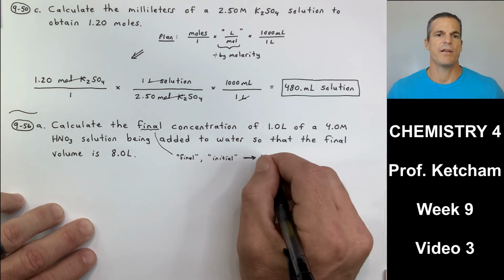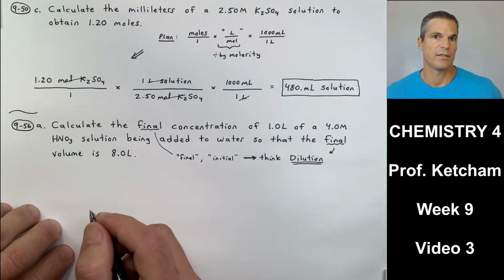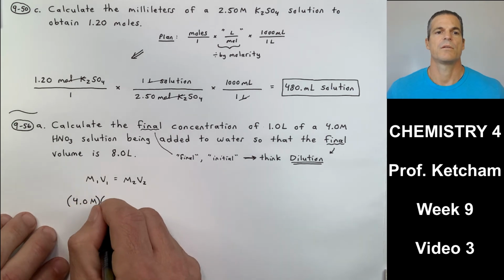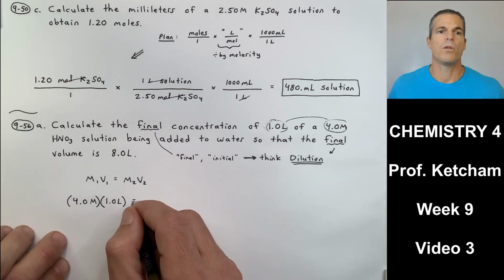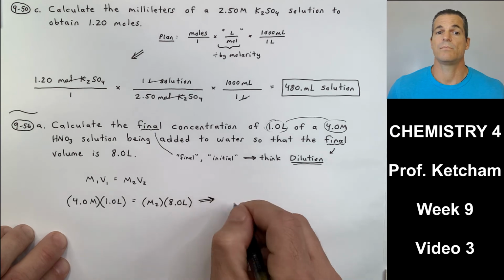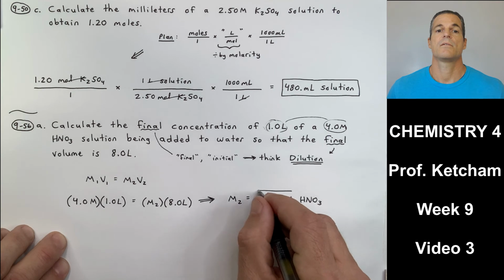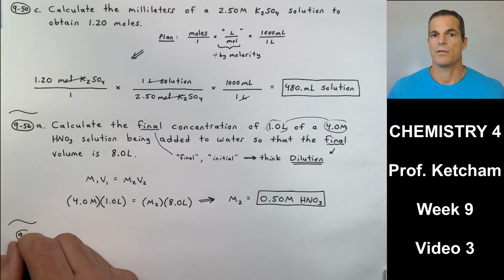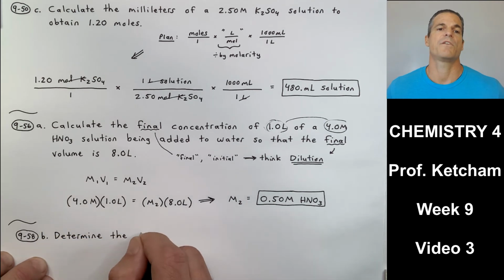So I'm just reiterating here, words like final and initial, obviously a word like diluted or concentrated makes you think of the dilution equation. M1V1 equals M2V2. I got my 1 liter going with the 4 molar, so 4.0 molar times 1.0 liter equals my unknown M2 times the new, more dilute volume, 8.0 liters. The molarity is 0.50 molar HNO3. Not just 0.50 molar, but 0.50 molar HNO3. Don't forget all your units.